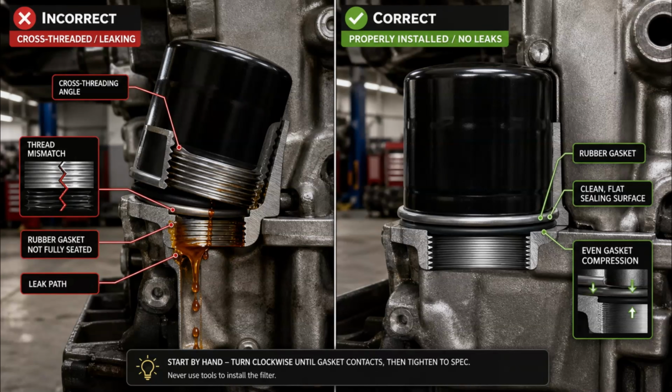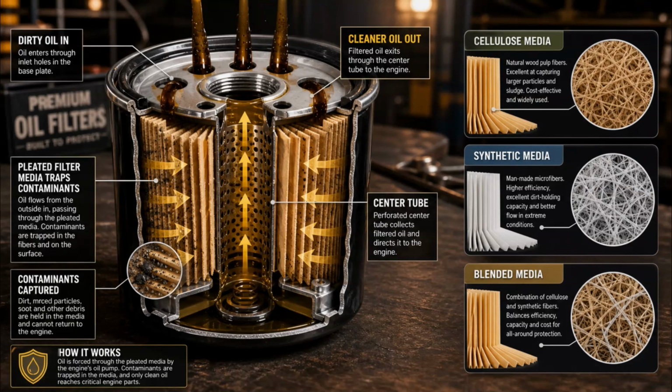Two filters may look close, but if the thread diameter or pitch is wrong, the filter may not tighten properly. It can cross-thread, which means the threads cut into each other at the wrong angle, or it may feel tight before the gasket is correctly sealed. The mounting pattern also includes the sealing gasket. That is the rubber ring compressed between the filter and the engine. If the gasket diameter is too large, too small, or lands on the wrong part of the mounting surface, oil can leak under pressure.